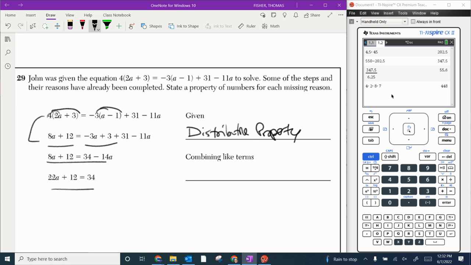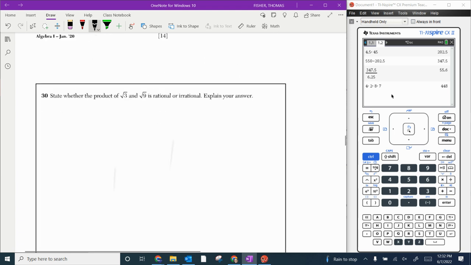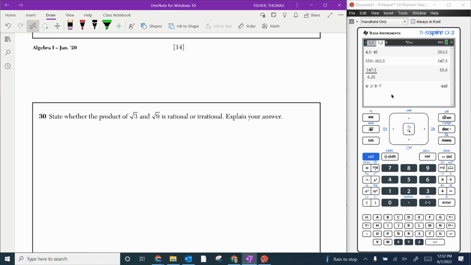And then from here to here, what happens? Well, they're adding 14a to both sides to get rid of it on the right side. Move it over here. So that property is called the addition property. I know, kind of silly, but that's what it's called, the addition property of equations. All that means is you can add the same thing to both sides of an equation. Done.